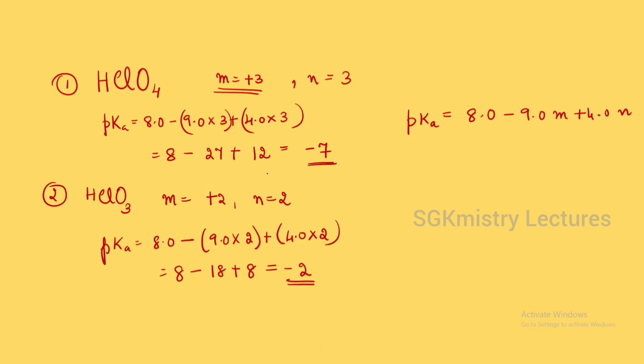From this, it is very clear that HClO4, which has a lower pK value, is a stronger acid, and HClO3, it has -2, which is a bit higher value when compared to that of the pK value for HClO4. So we can easily interpret that HClO4 is a stronger acid than HClO3.